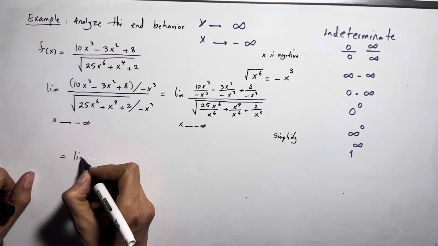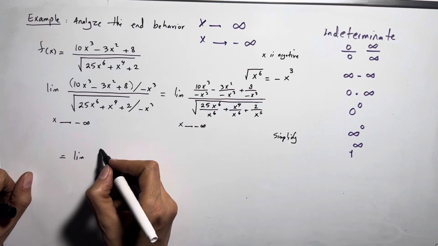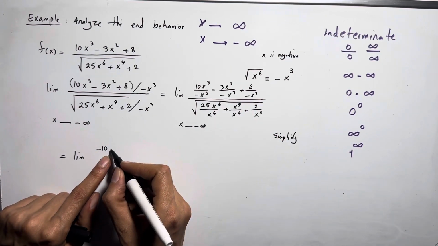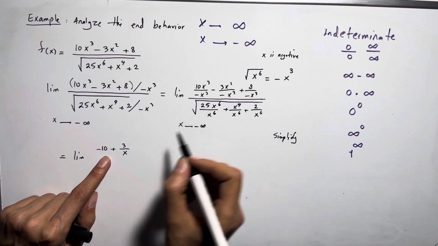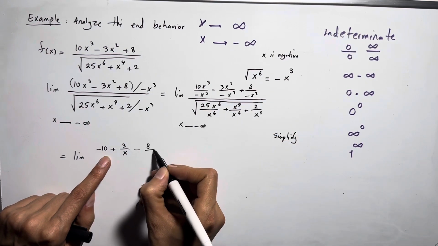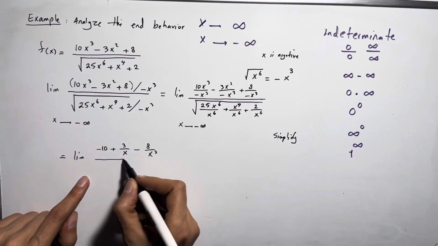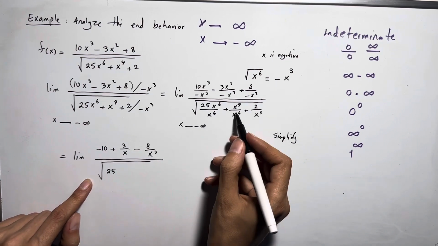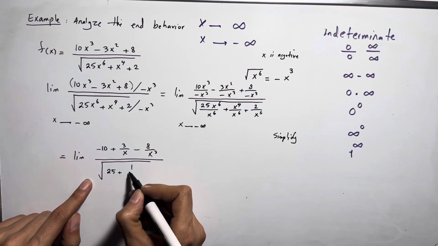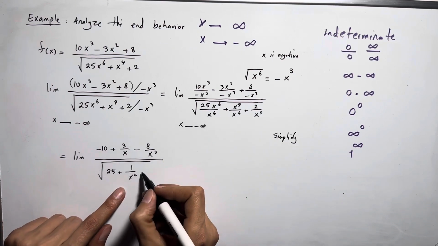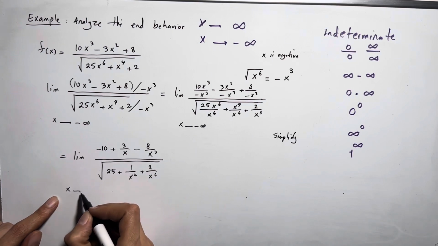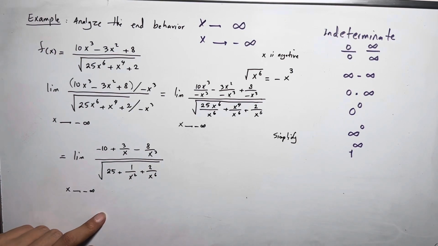This is the limit of, these two get cancelled out. You're left with negative 10. And here you have plus 3 divided by x minus 8 divided by x cubed over the square root of 25 plus 1 over x squared plus 2 over x to the 6, and x goes to negative infinity.